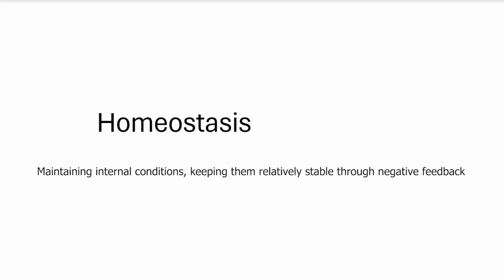But you might remember that in the previous chapter about hormones, you would have already come across the concept of homeostasis, and also in the nervous system topic as well, because homeostasis is about maintaining our internal conditions, keeping them relatively stable through negative feedback. So this whole thing requires both the nervous system and the hormonal system working together to maintain all of these conditions inside the body.